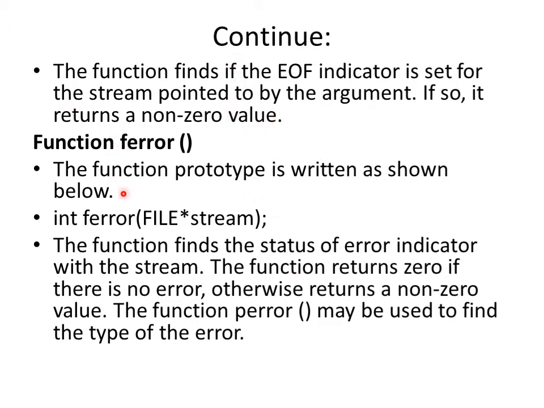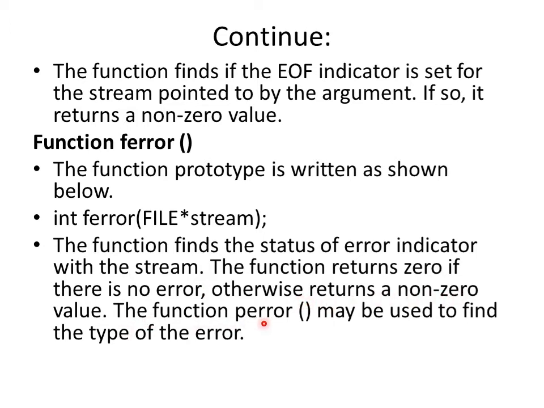I am implementing all these error functions. Function ferror, that is file error. The function prototype is written as shown below: int ferror(FILE *stream). What will this ferror do? The function finds the status of the error indicator of the stream. The function returns 0 if there is no error. Otherwise, it returns a non-zero value.